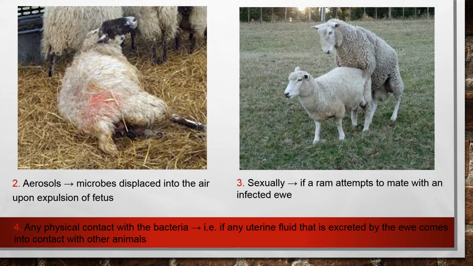Secondly is the aerosol method, in which microbes are displaced into the air upon expulsion of the fetus at birth. Thirdly is the sexual method, in which if a ram attempts to mate with an infected ewe, he could acquire the disease via the urogenital tract. The final method is any physical contact with the bacteria, for example, if any uterine fluid that is excreted by the ewe comes into contact with other animals.